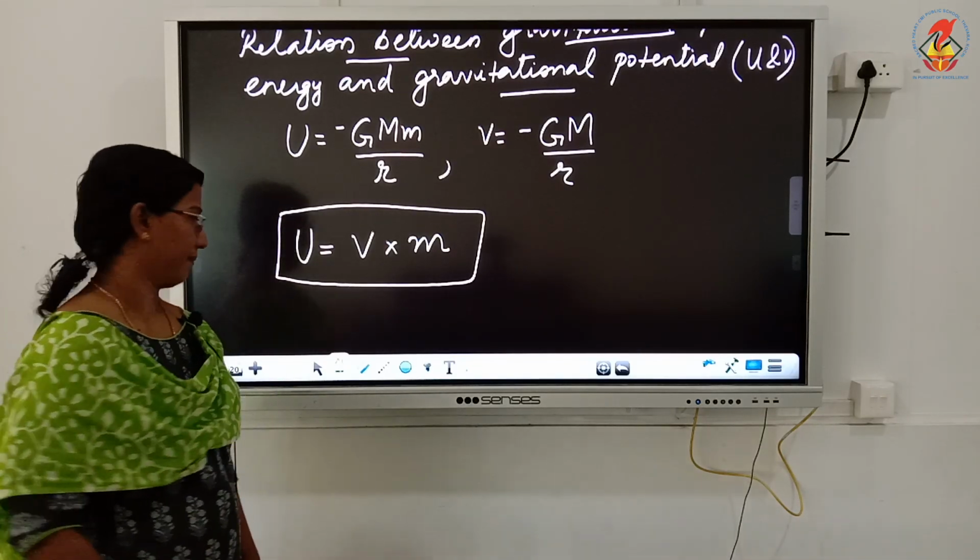And what is the integral of x raised to n dx? This is x raised to n plus 1 by n plus 1. So we get the integral of 1 by x square dx is equal to x raised to minus 1 by minus 1, which can be written as G M m times minus 1 by x, with limits infinity to r. Now, how will we apply the limit? It is always upper limit minus lower limit. So the equation can be written as W is equal to G M m into 1 by r, the upper limit, minus 1 by the lower limit, that is infinity. Now, any number divided by infinity is 0, so this term becomes 0.